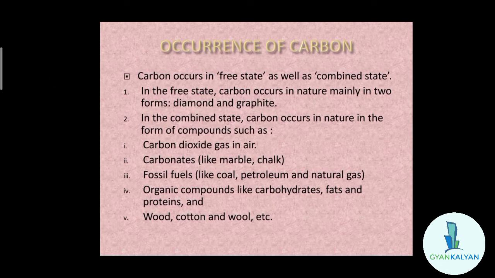So carbon free state में diamond और graphite के अलावा Buckminsterfullerene के form में भी पाया जाता है. Okay. And most of the carbon is known to occur in the combined state. Okay, it is found to be occurring in the form of compounds such as carbon dioxide, carbonates, etc.